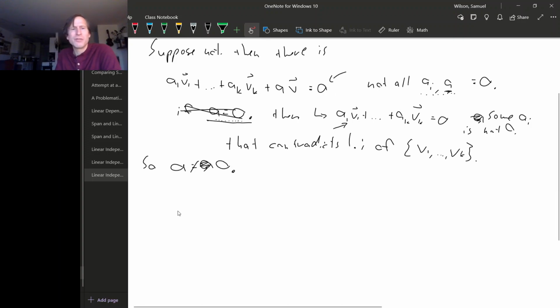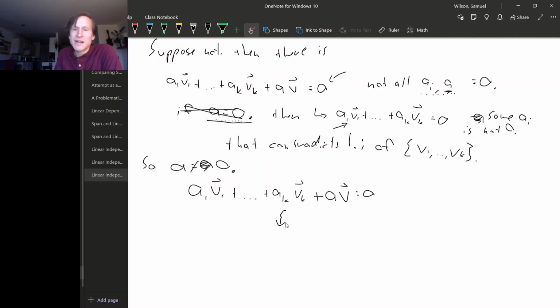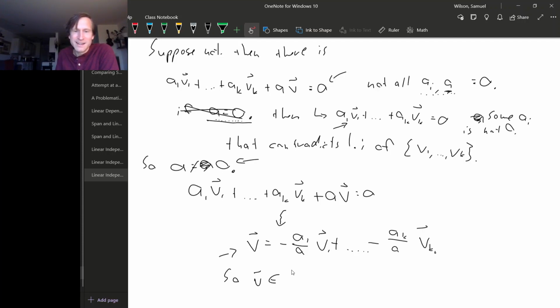Okay, but if little a isn't 0, then we can take our linear dependence relationship, a1 v1 up through ak vk plus little a v, and we can rearrange this. We can solve this equation for v, and when we do this we have to divide by a, and that's why we need to know that a isn't 0. We get v equals minus a1 over a times v1, and then minus a2 over a times v2, and so on, all the way up to minus ak over a times vk.